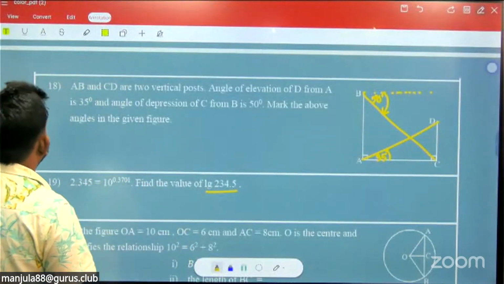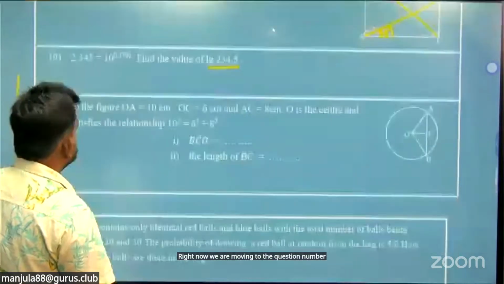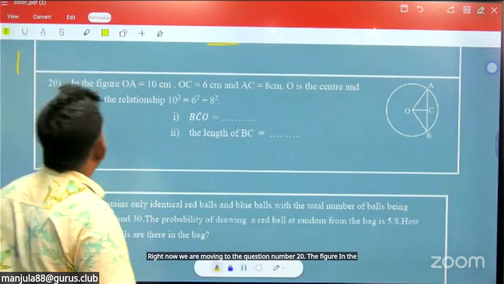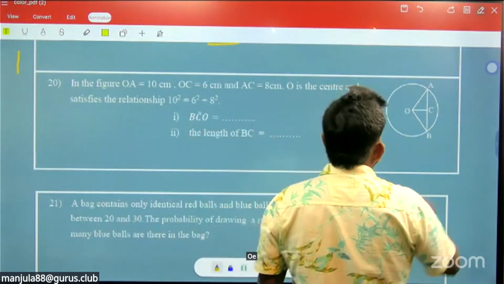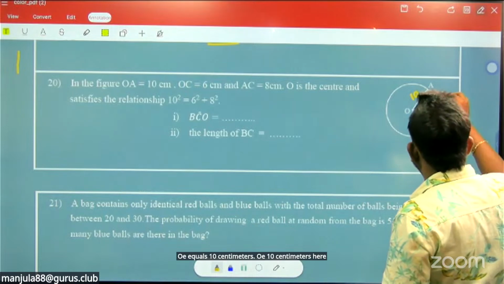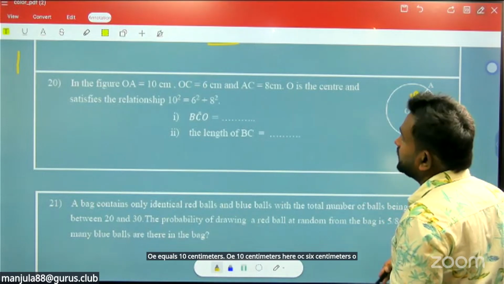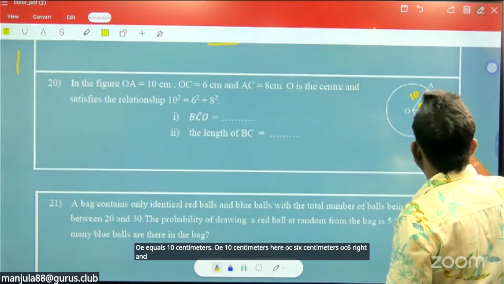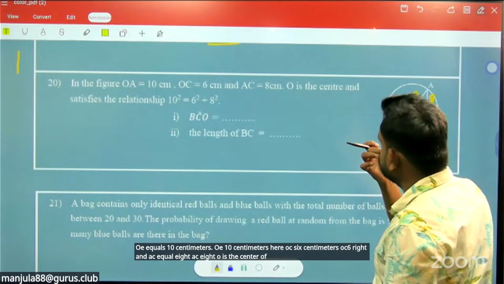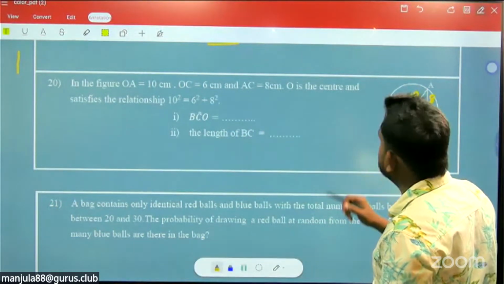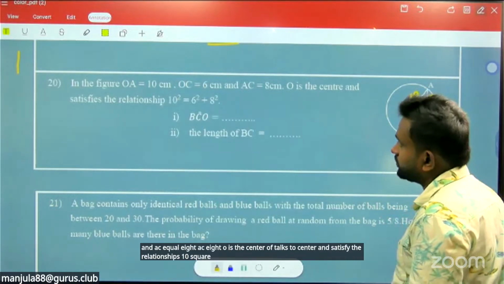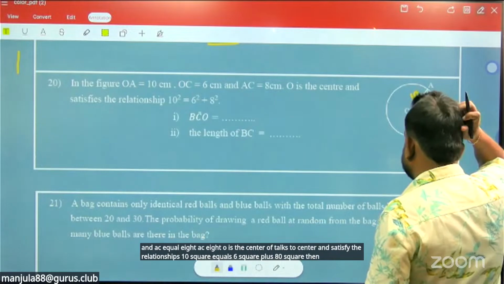Right, now we are moving to question number 20. In the figure, OA equals 10 centimeters, OC is 6 centimeters, and AC equals 8. O is the center and satisfies the relationship 10 squared equals 6 squared plus 8 squared. Then BCO.